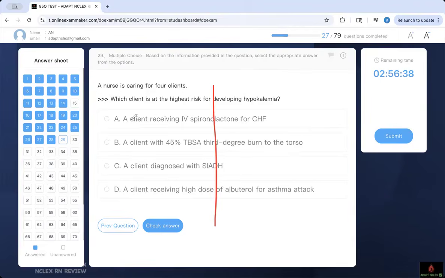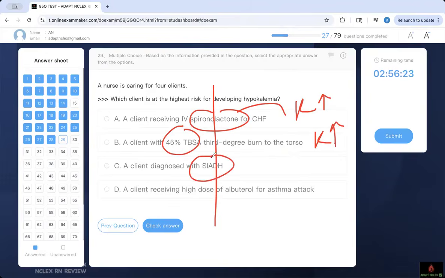With this underlining and dividing, it says spironolactone. What does it cause? Hyperkalemia. It's potassium sparing. If you burn yourself, mostly you become hyperkalemic until we give you fluid. SIADH has nothing to do with your potassium. High-dose albuterol is what causes hypokalemia. It's a beta agonist, which is going to lead to potassium shifting inside the cell and leading to hypokalemia.